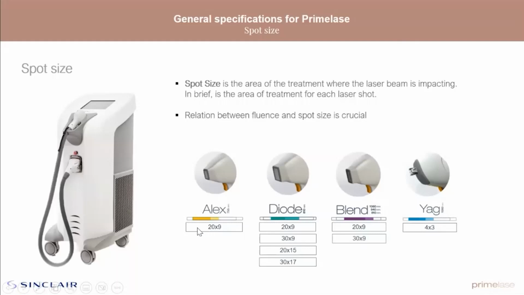So regarding the spot size, here you can just see a summary of what we have. Regarding Alex, we have the 20 by 9. Regarding diode, we have the 20 by 9, 30 by 9, 20 by 15, and 30 by 17, the largest one. In blend, we find the 20 by 9, 30 by 9, and in YAG, we find this 4 by 3 small spot size. So here you have a summary to learn which spot sizes are available depending on the wavelength.